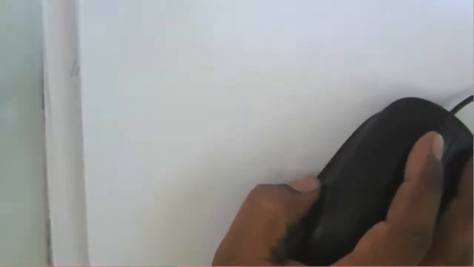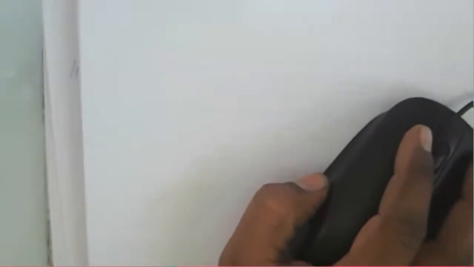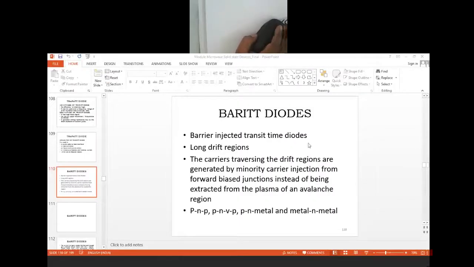We have seen the trapped diode. We have seen the impact diode. Okay, this one is about the barrier injected transit time diode. It has a long drift region, and the same structure is there: it has PNP, PN metal, metal and metal. So when we apply the bias, carriers traverse the drift region, generated by minority carrier injection from the forward bias direction instead of being extracted from the plasma of an avalanche region.